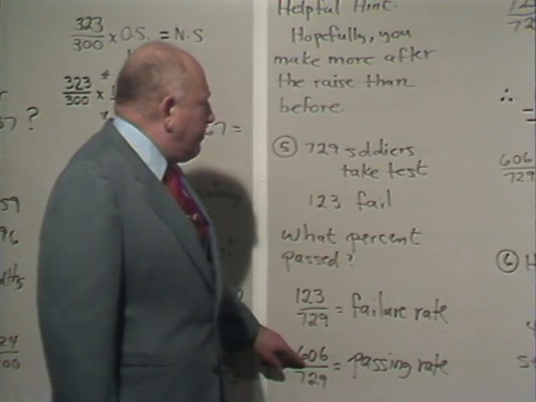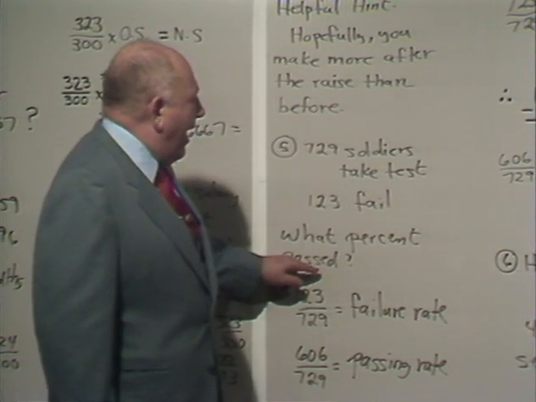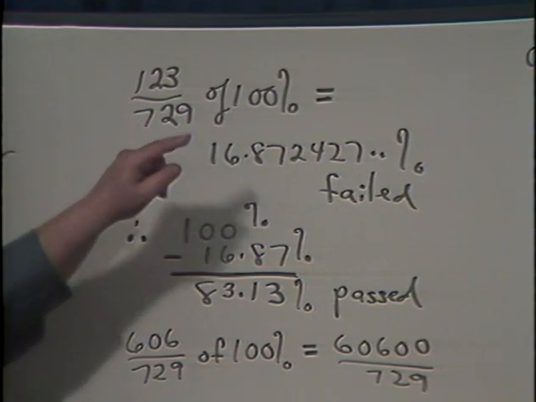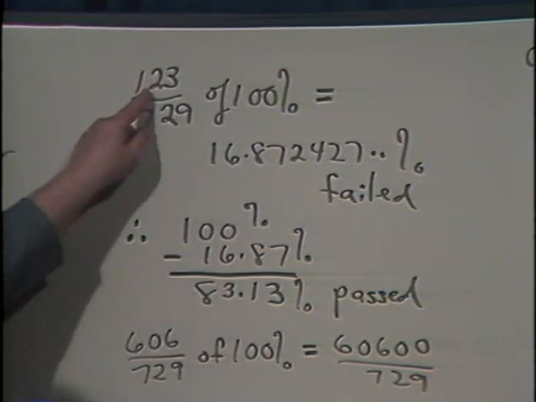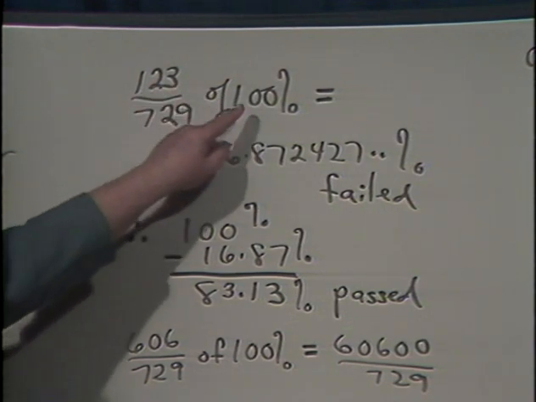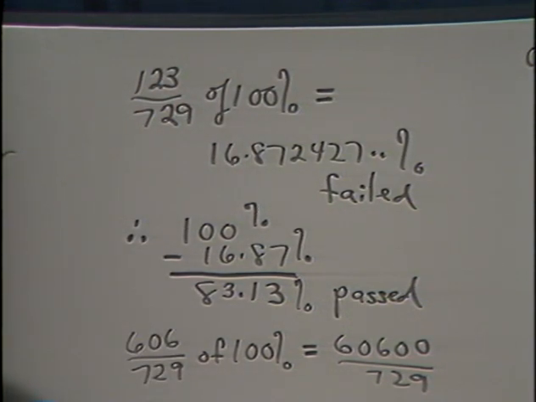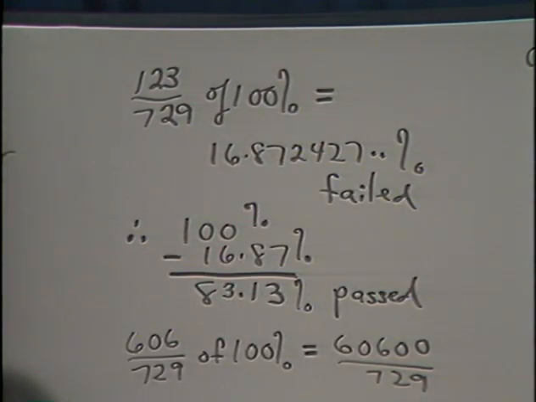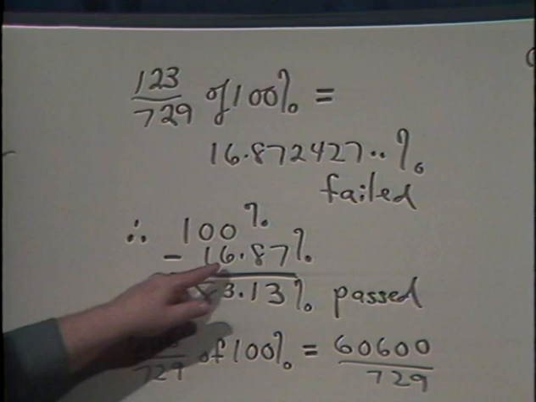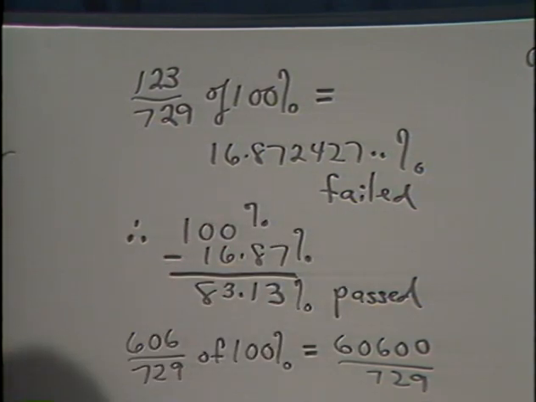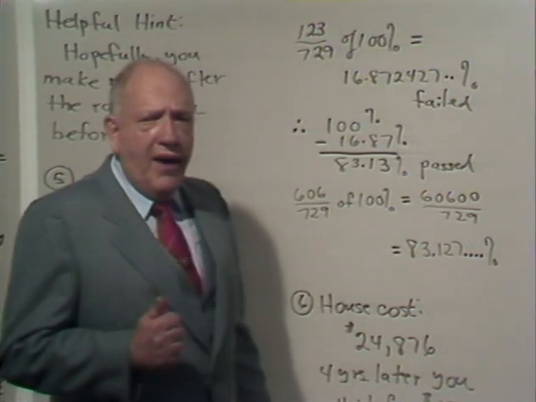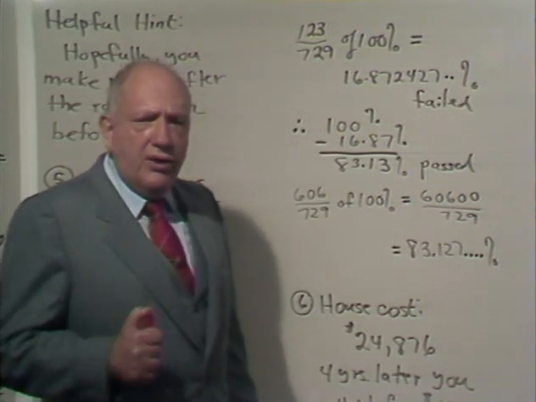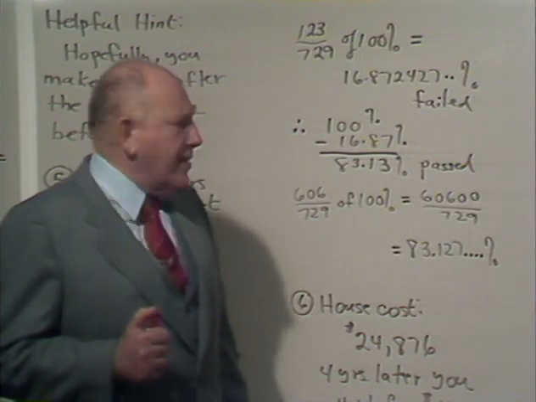The most common mistake that people make here, assuming that they get this far, is they take 123 729ths of 100%, which on the calculator is very easy to do. 123 times 100 divided by 729. That comes out to be 16.872427, etc. And if we round it off to the nearest hundredth, that's 16.87. But what is that? This is the ratio of the people who failed. You see, 16.87% is the failure rate, the failure percentage, not the passing percentage.